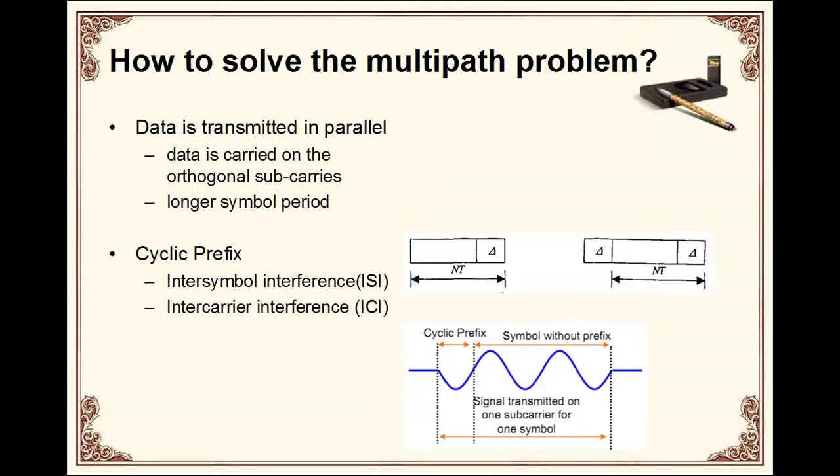Then how does OFDM solve multipath problems? There are two key points in OFDM. First, data is transmitted in parallel because data is carried on orthogonal subcarriers. Orthogonality of carriers is important because it ensures the signals can be separated at the receiver side even though they overlap together, which eliminates inter-carrier interference.